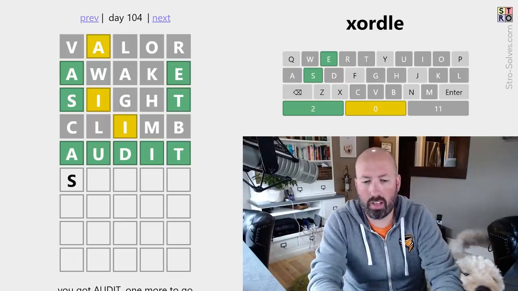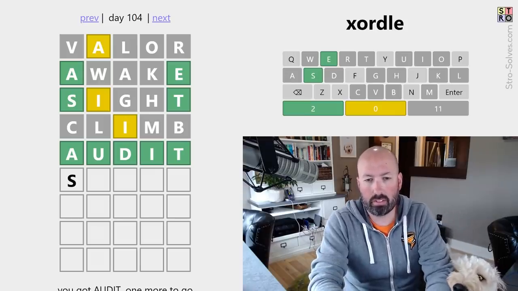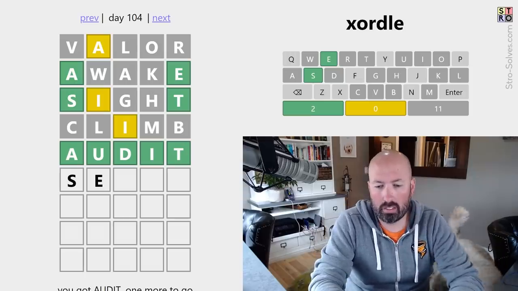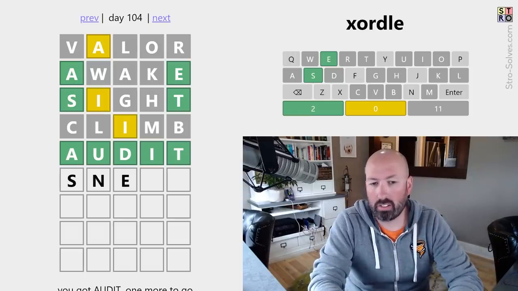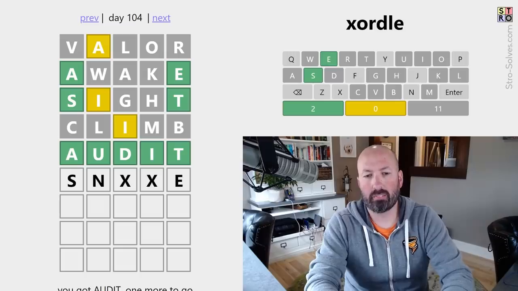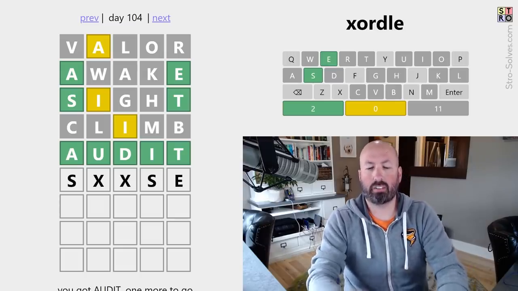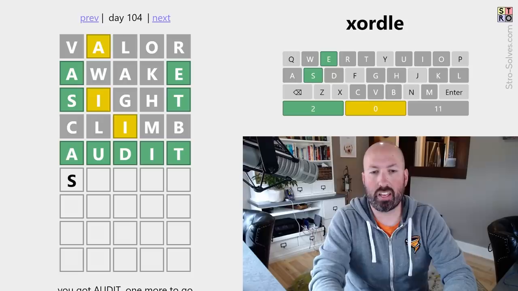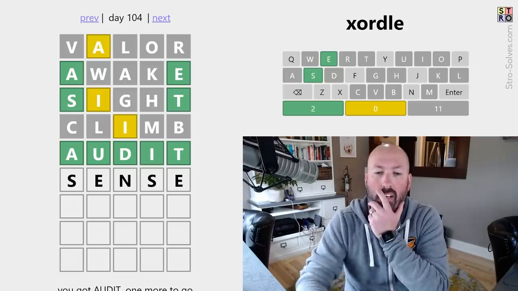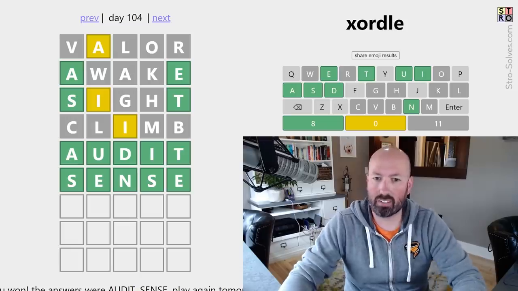I've got F, P, and N that seem good to use, but I don't have very many letters left. I could have another S, I guess, too. S, E, sneeze. Yeah. It ends in E. I mean, we could have some sort of S-E at the end. Sense. Ah, that's really tricky with the two S's and the two E's. I bet it's sense. Okay, it was sense.